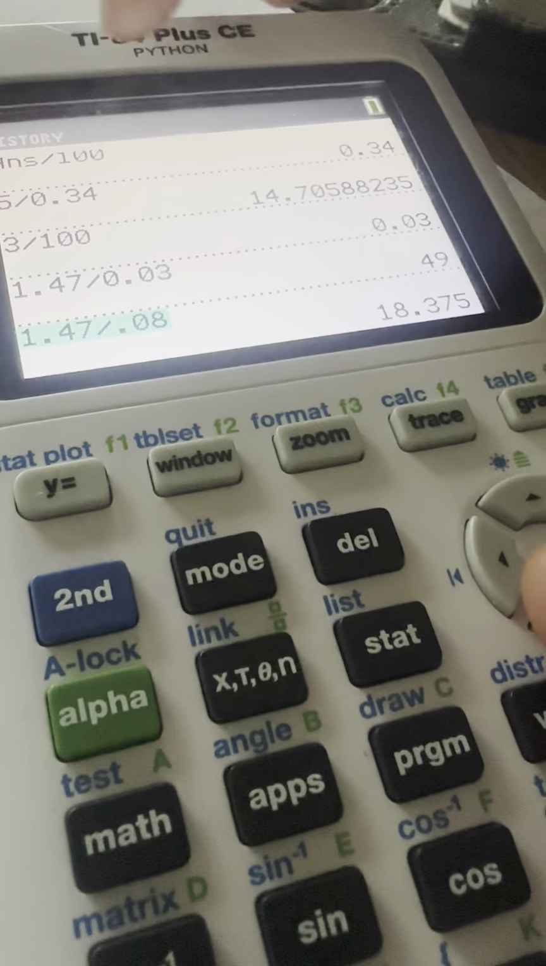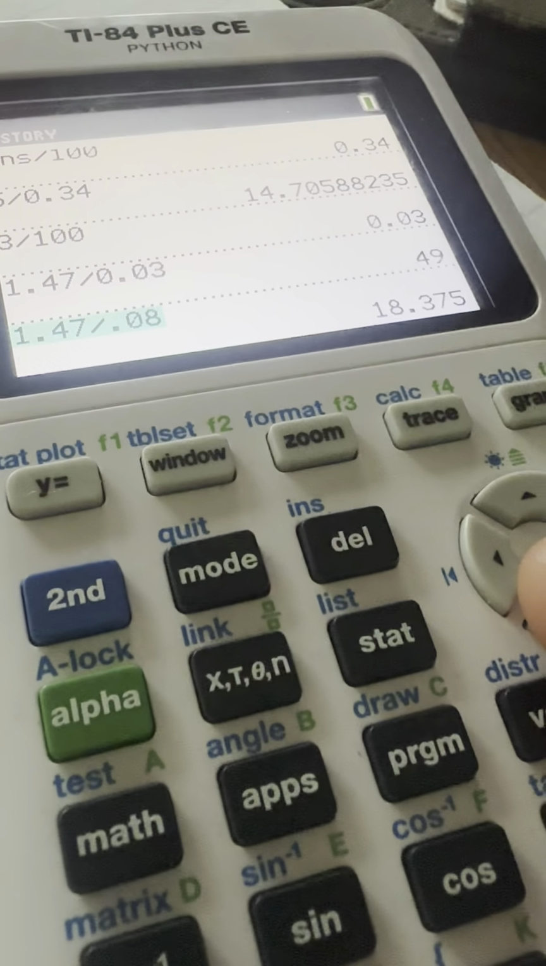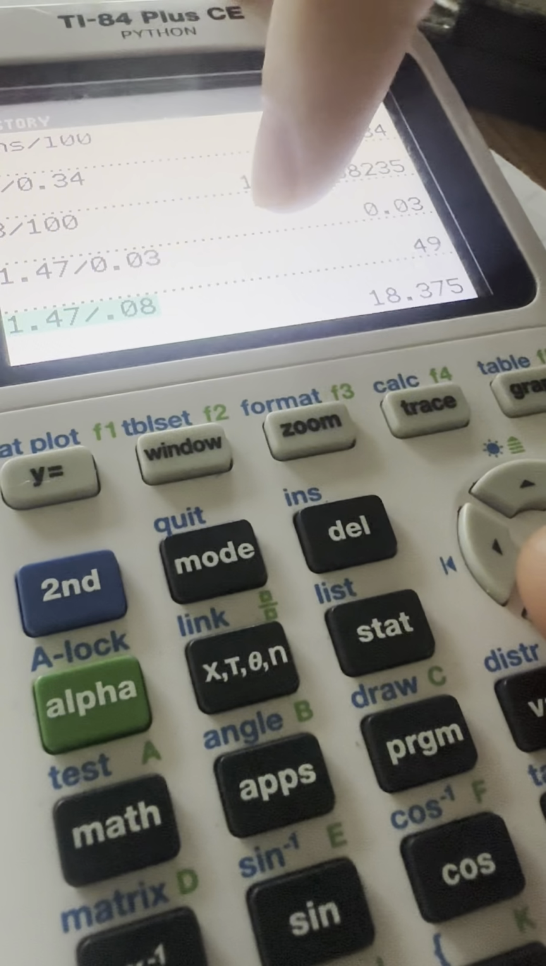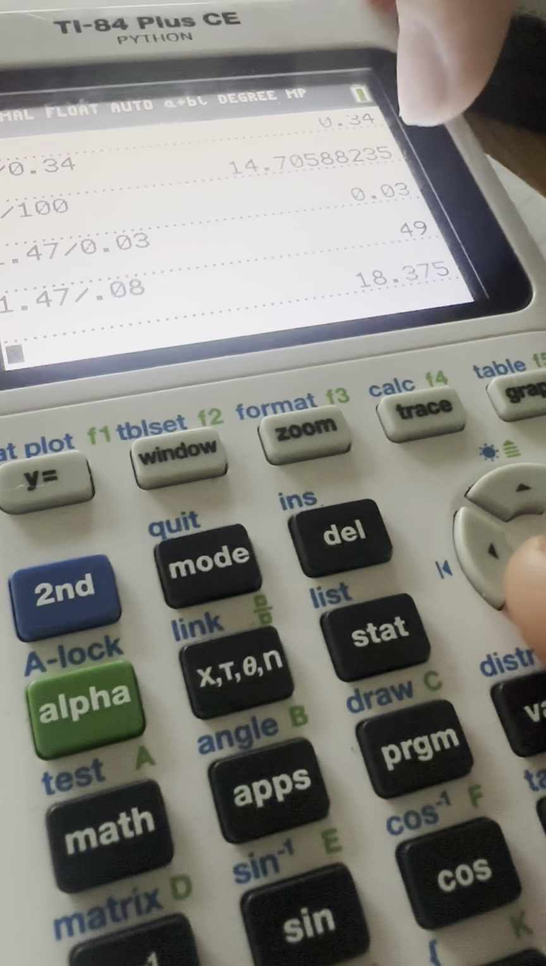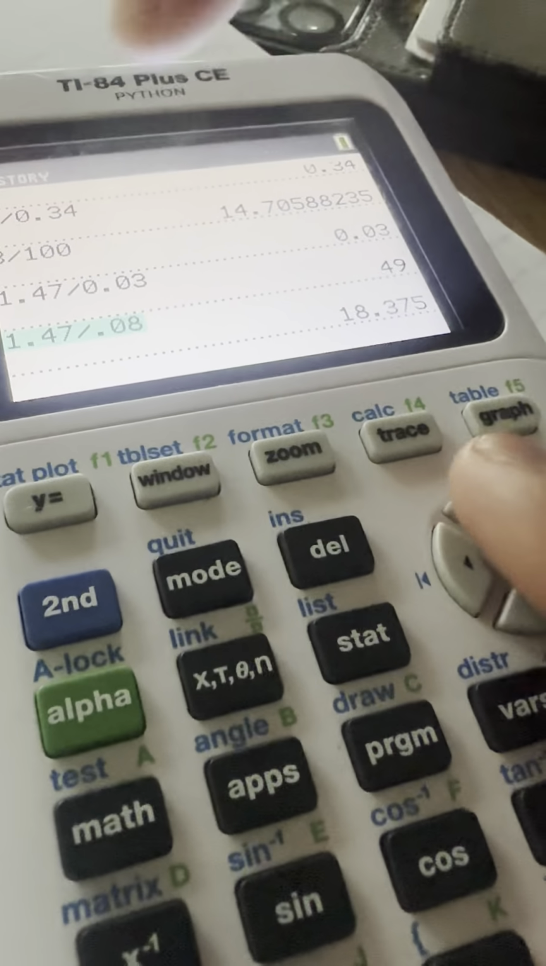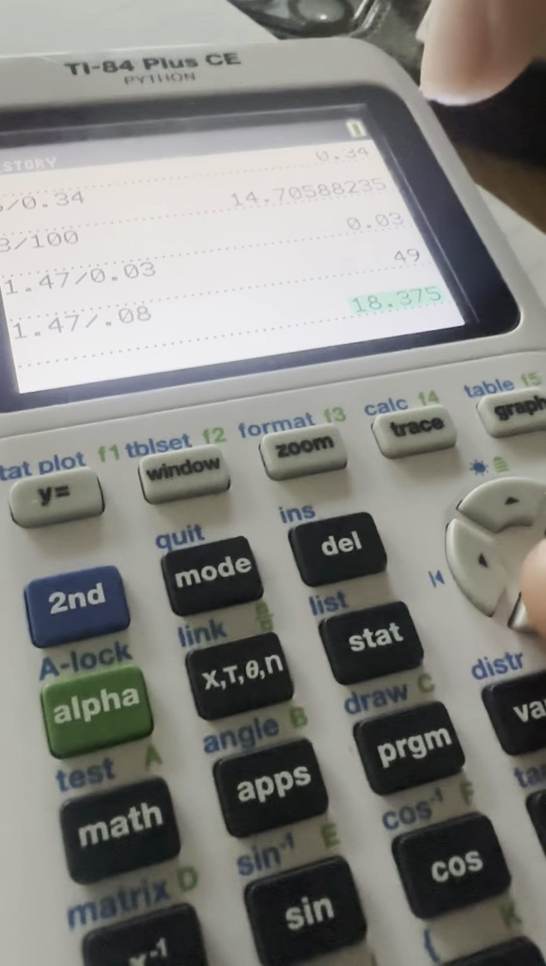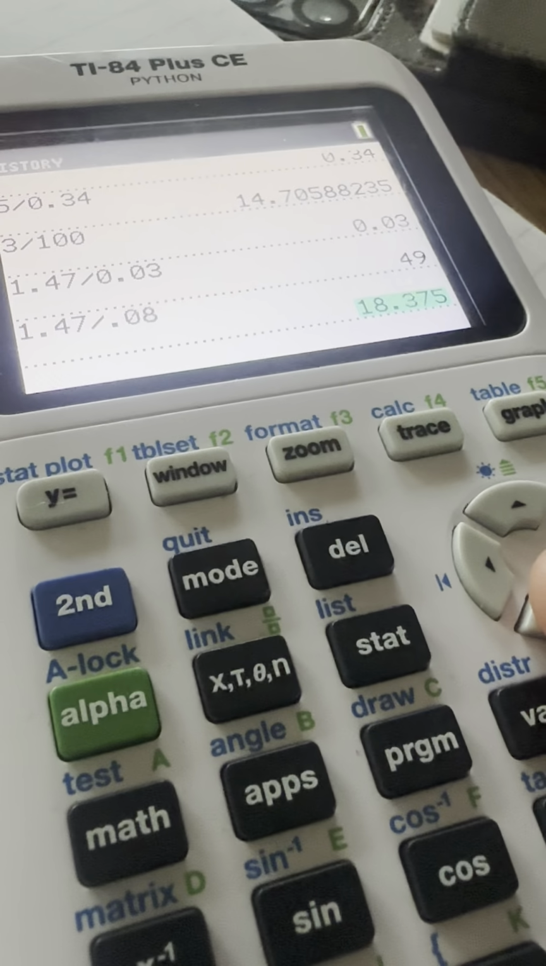So we divided the same way as before. We did 1.47, the force, divided by the distance, first for the upper bound, which is 0.03, and we get 49 for our actual K value for the upper bound, and then we got 18.375 for our actual K constant for the lower bound.